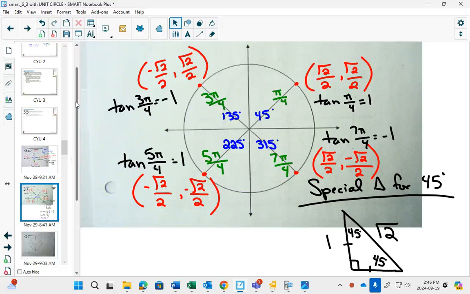Okay, you gotta pick a volunteer. I need to pick again. No, Mateo's turn. Willie. Willie. Cos of negative 5 pi over 4.